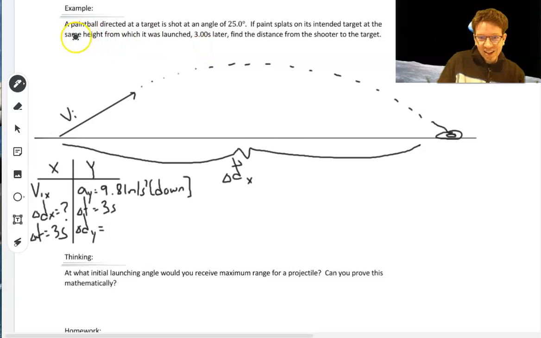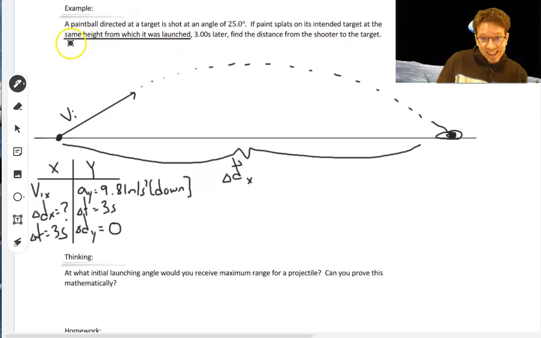It says it hits its target from the same height as which it was launched. So yes, the ball is going to move from here all the way over to here, and therefore its position in x has changed a great deal. But if it hits the target at the same height from which it's launched, then its y position hasn't changed at all. So we know that the displacement in y is actually going to be 0. You have to remember displacement is a vector. It's not distance. Direction is important.